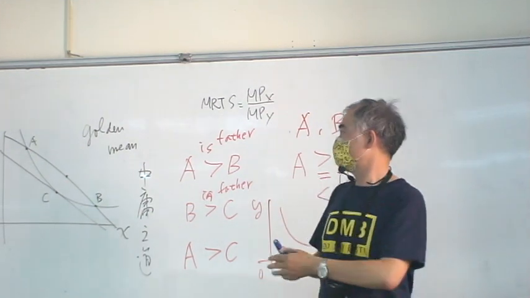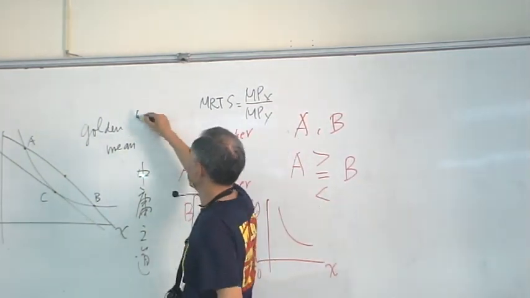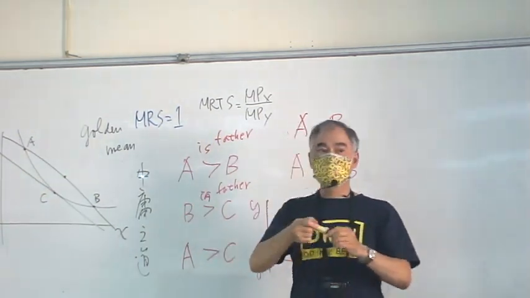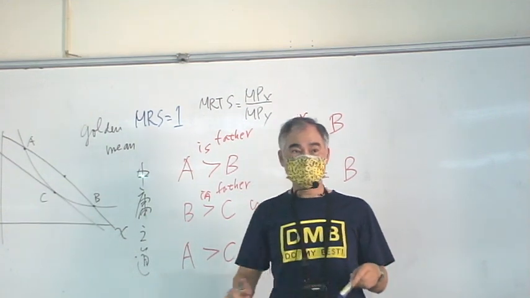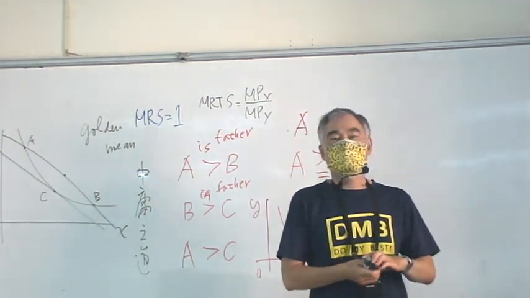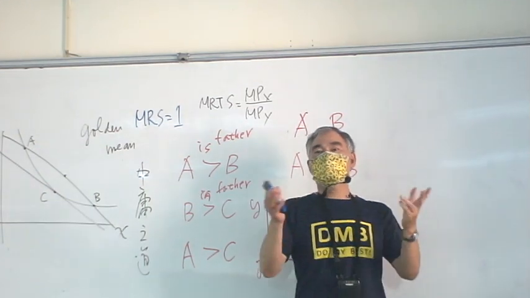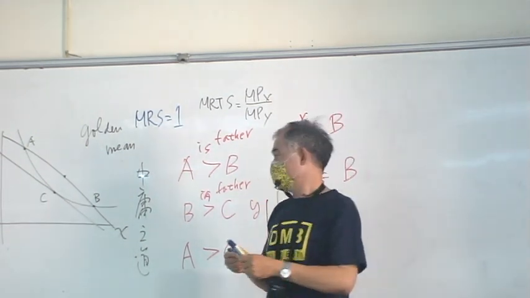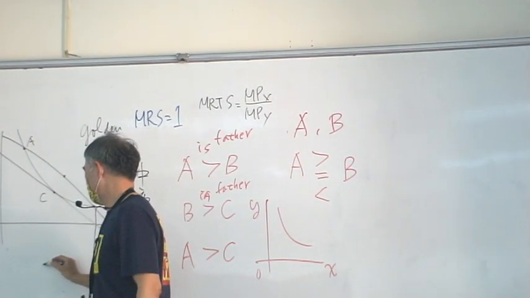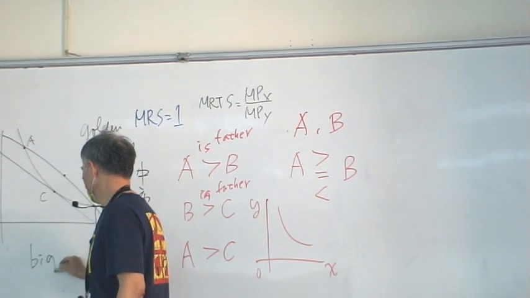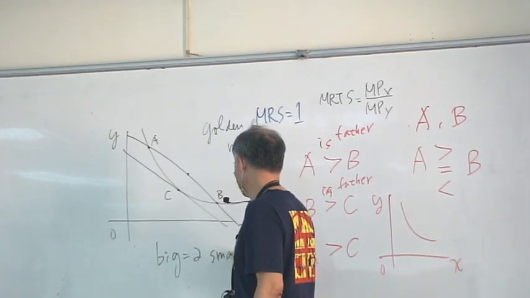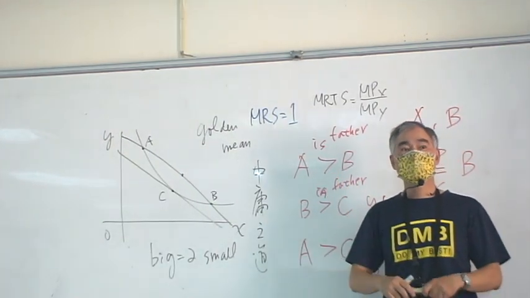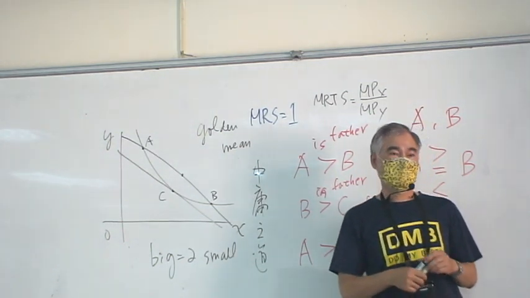And for substitutes, we talk about MRS, right? That will be equal to 1: 1 black pen, 1 blue pen. What else? For example, we have a big pizza and a small pizza. If you order pizza, you know there's a big one and a small one. Suppose the big one is equal to two small ones. So what would be the substitution rate between them? 2, right? So these are examples of perfect substitutes.